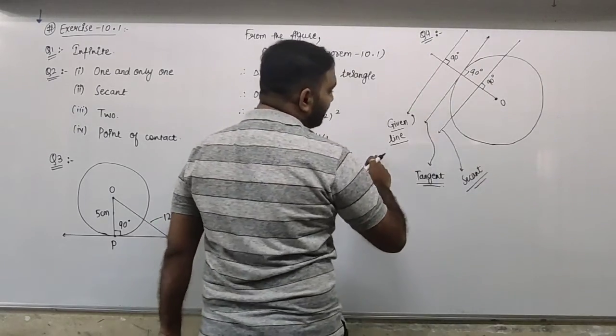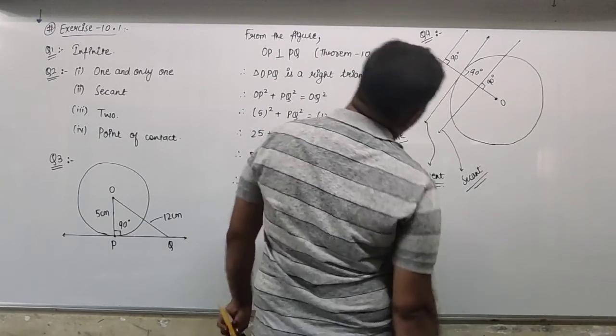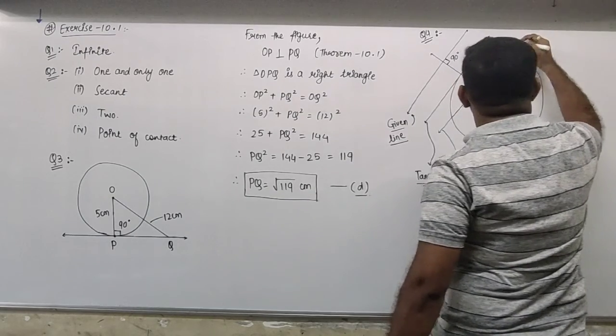The first one is the given line, the second one is the tangent and the third one is the secant, according to the figure which you can see here.